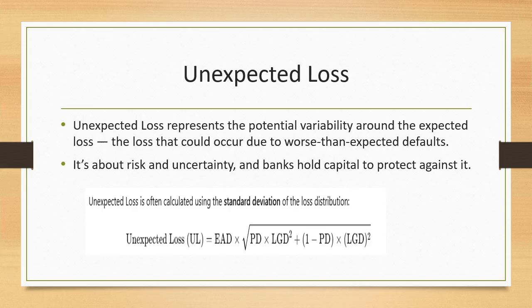So how do we calculate it? We calculate it through a formula which says EAD into the square root of PD into LGD square, and then we have the remaining part of the formula which has been listed here for your reference. So this gives us the unexpected loss. What is the total loss that you have? The total loss is nothing but expected plus unexpected loss. That is how we calculate this.